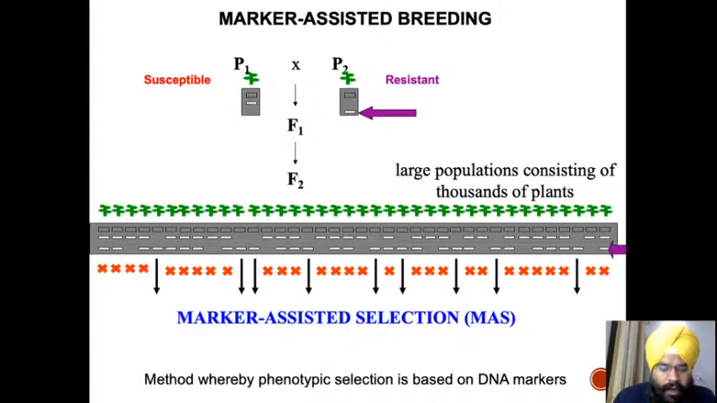So this is marker assisted selection, and we calculate it using a quantitative trait. The quantitative trait loci, the markers should be quite near to the QTL, less than 5 centimorgans. It is a method whereby phenotypic selection is based on DNA markers. So here the selection is done based on your DNA markers.